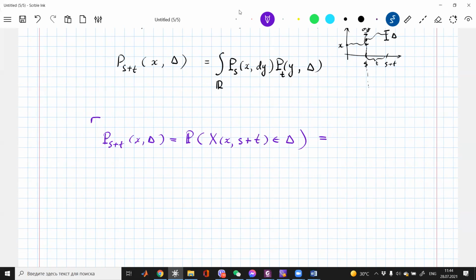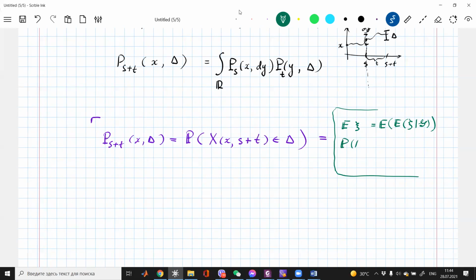Now I will use such properties of conditional expectation. Recall that the expectation of some random value can be found as the expectation of the conditional expectation of this value with respect to some sigma field G. So now I will use this property, and here I know that the probability of some event A is just the expectation of the indicator of this event A. So I use these properties.